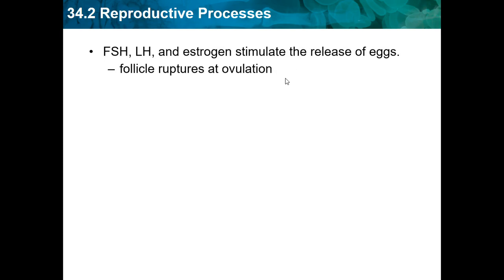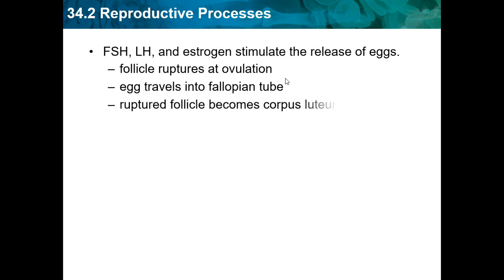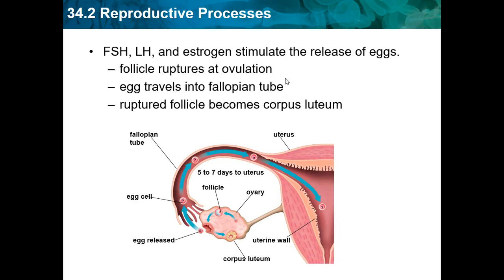So the follicle ruptures at ovulation. An egg travels into the fallopian tube, and the ruptured follicle becomes the corpus luteum. So the eggs are released from the ovaries into the fallopian tube, and they travel, and then if they don't get fertilized, they burst and break, causing a period in a female. And this happens once a month, and it releases one or more eggs.